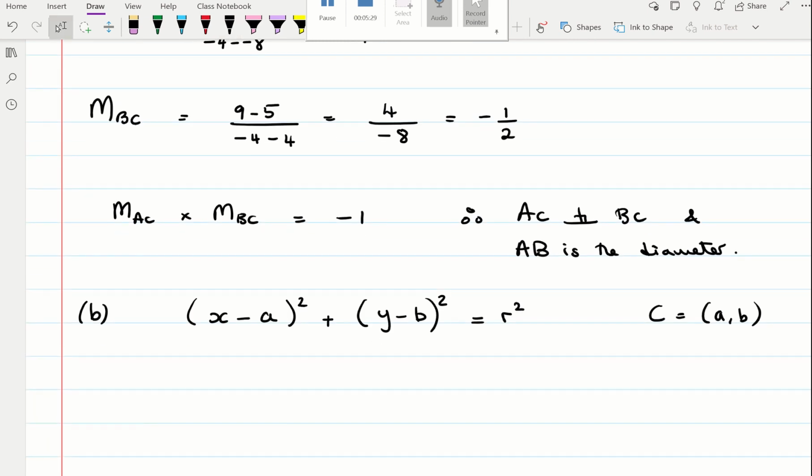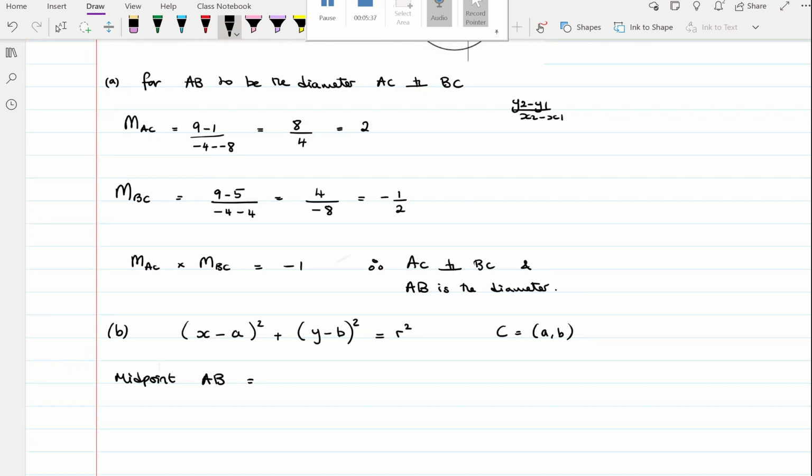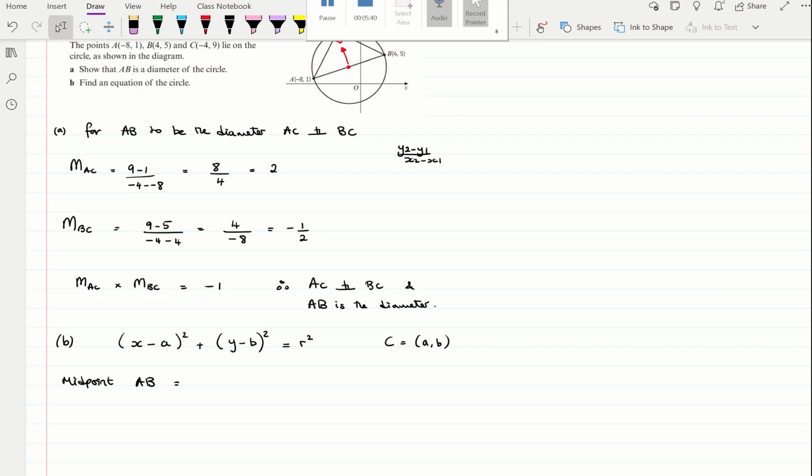Okay, so to find the center, we need to find the midpoint of AB. So going back, the midpoint is x1 plus x2 over 2, and y1 plus y2 over 2. So that's negative 8 plus 4, which is negative 4, divided by 2, which is negative 2, and that's 6 divided by 2, which is 3.